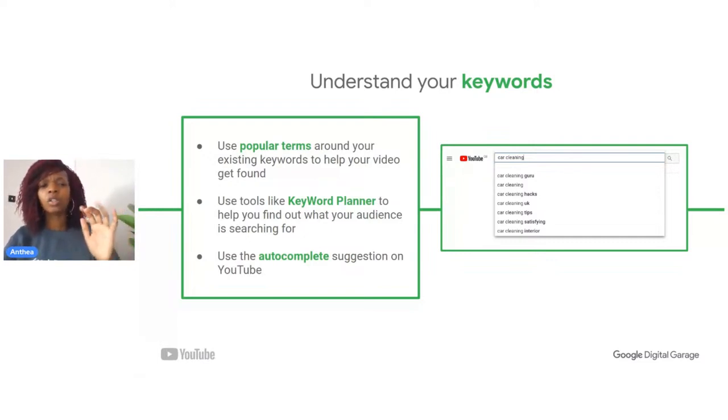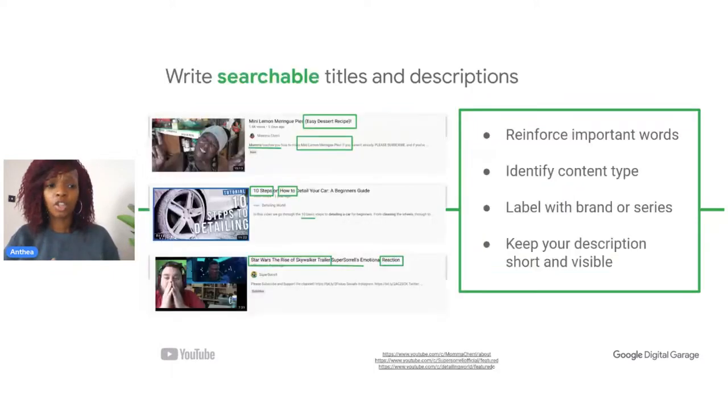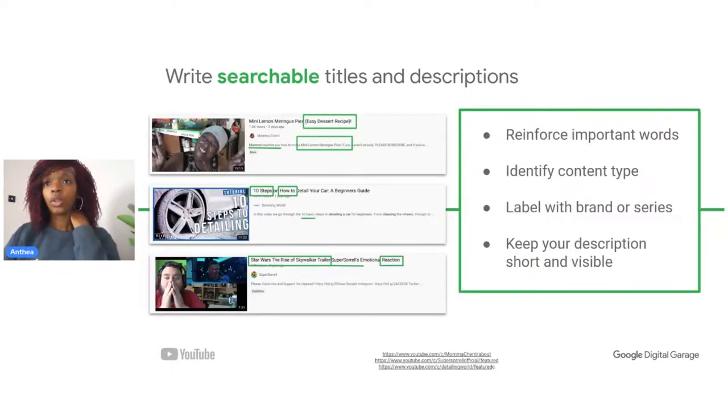So if you actually start typing a couple of letters in the search, it starts to make suggestions. And those suggestions are based on what other people have searched for. So it starts to give you an idea about what people are actually looking for. So once you know your keywords, use them to be searchable. So write down your titles and descriptions, because the description can convey valuable information that helps viewers to really find your video in the search.